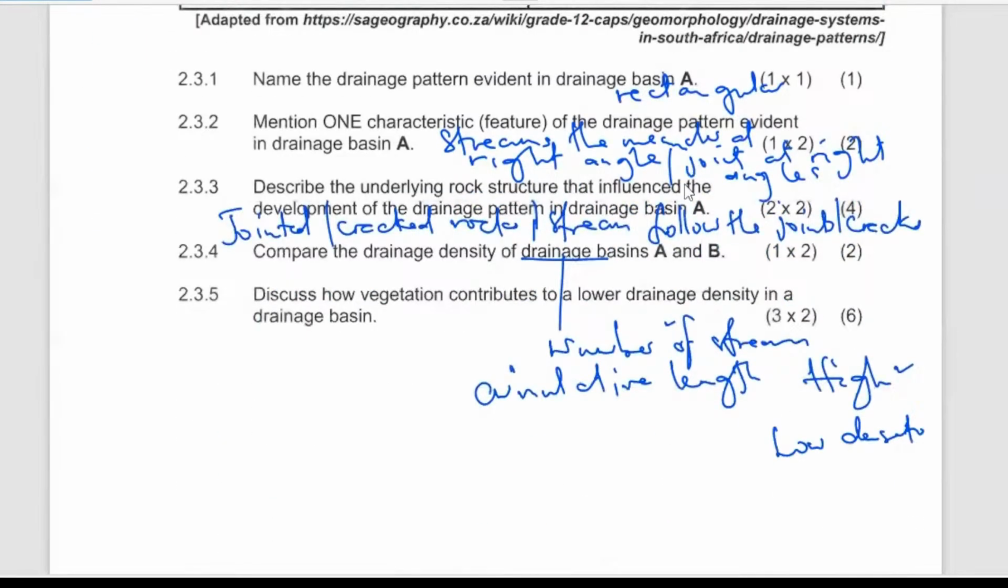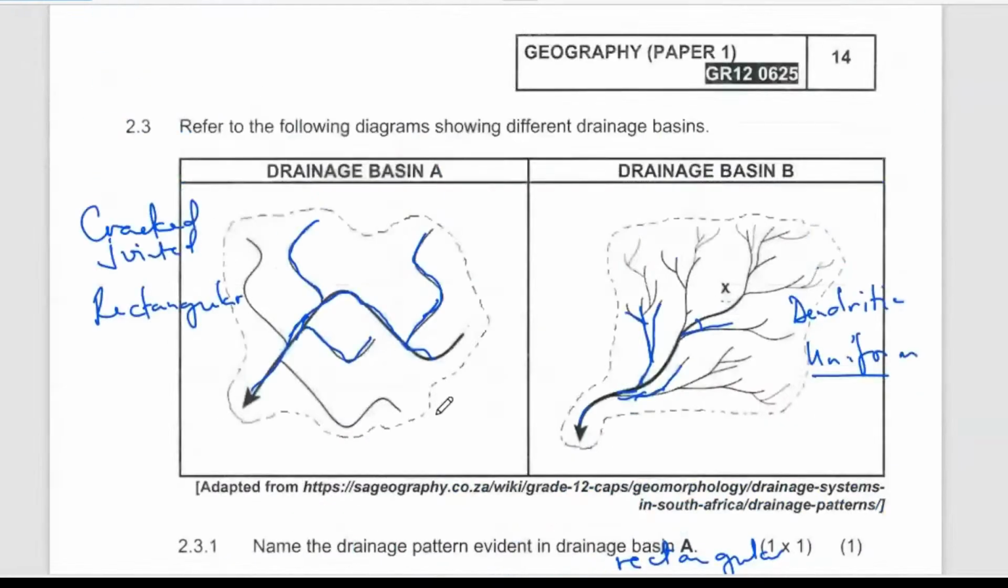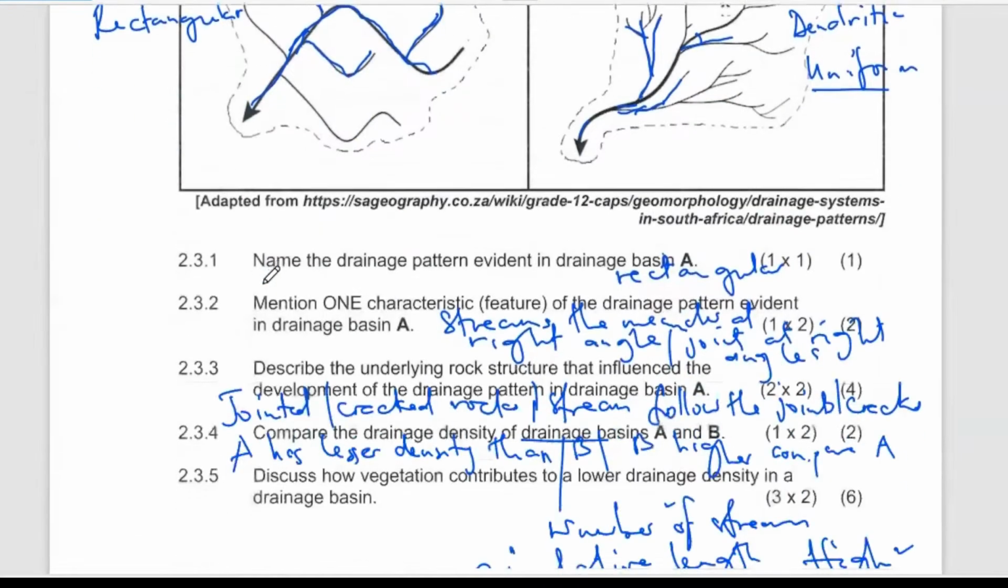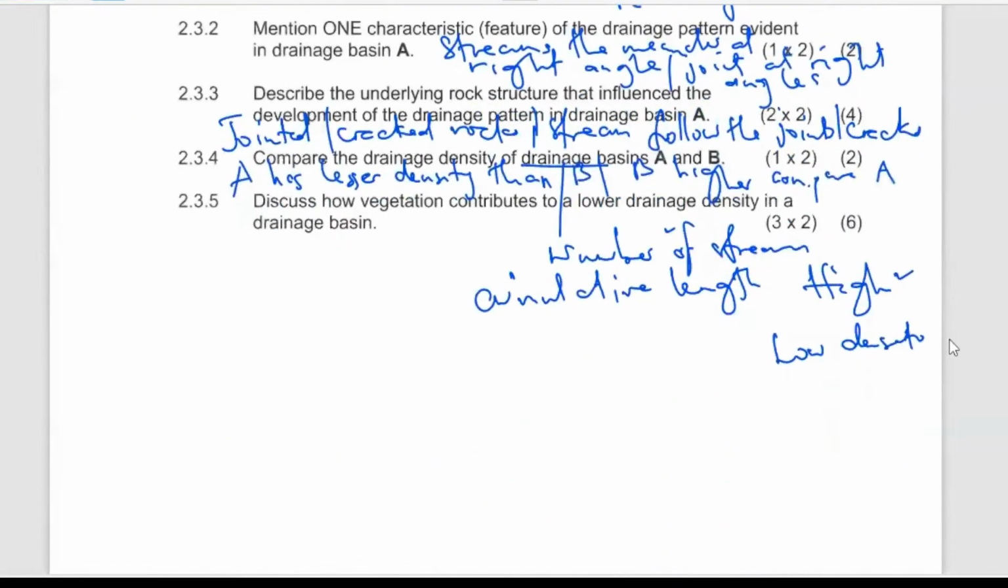So if you are comparing, we are saying A has lesser density than B, or B has got higher density compared to A. That is basically the comparison. A has lesser density, is a less dense basin compared to this, or this one has got a higher density compared to drainage basin A. Right, moving on to the next question.